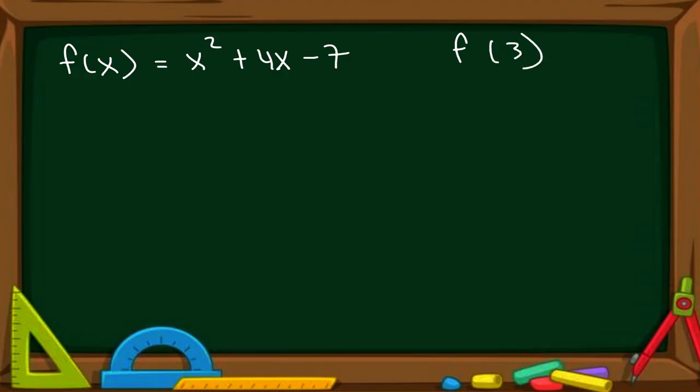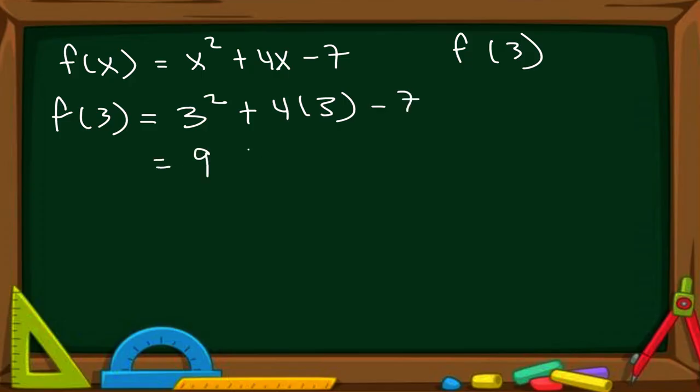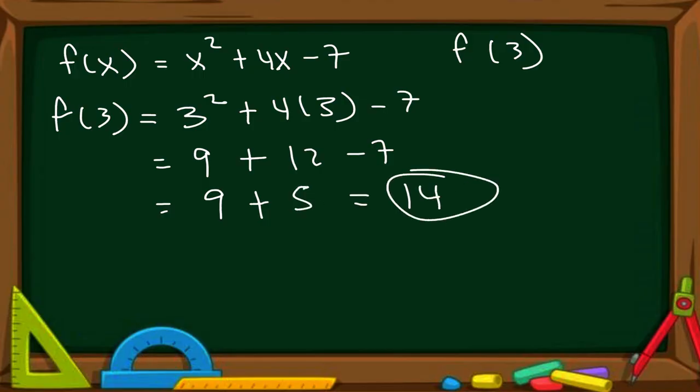Now, you need to be able to evaluate functions. For instance, let's say that f of x is x squared plus 4x minus 7. What is the value of f of 3? How would you find the answer to that question? For this, all you need to do is simply plug in the value. It's going to be 3 squared plus 4 times 3 minus 7. So that's going to be 9 plus 12 minus 7. 12 minus 7 is 5, and 9 plus 5 is 14. So that's the value of f of 3.